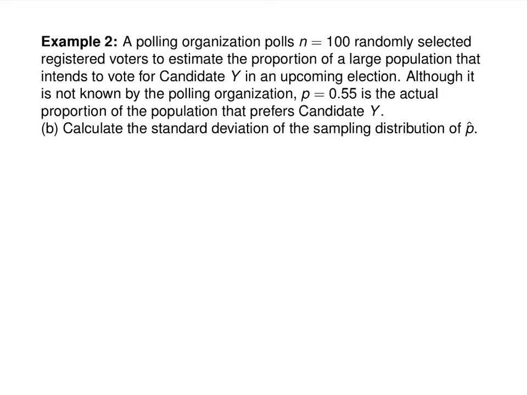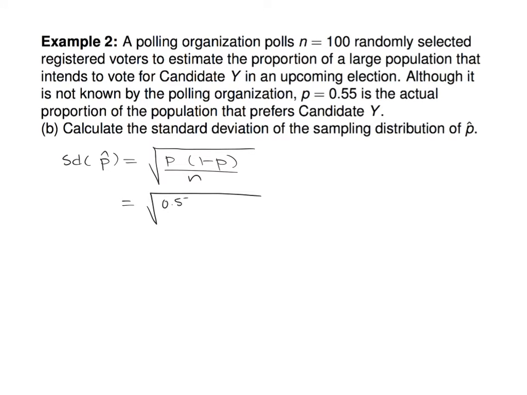Find the standard deviation of the sampling distribution of p hat. Well, that's given by the square root of p times 1 minus p over n. So 0.55 times 1 minus 0.55 over 100 comes out to be approximately 0.0497, which we round to 0.05.